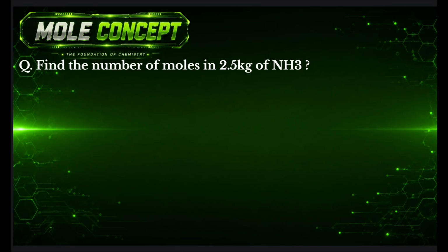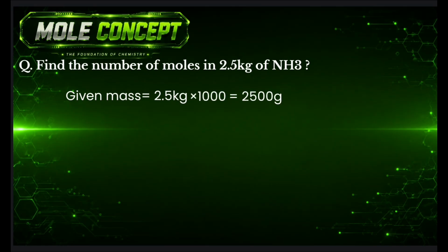Find the number of moles in 2.5 kilograms of ammonia. We are given the mass as 2.5 kilograms. First, we need to convert it into grams because molar mass is usually expressed in grams. We multiply 2.5 by 1,000 and it becomes 2,500 grams. Now let's calculate the molar mass of ammonia. Nitrogen has a molar mass of 14, and hydrogen has a molar mass of 1. Since there are 3 hydrogen atoms, we multiply by 3. We get 17 grams per mole.